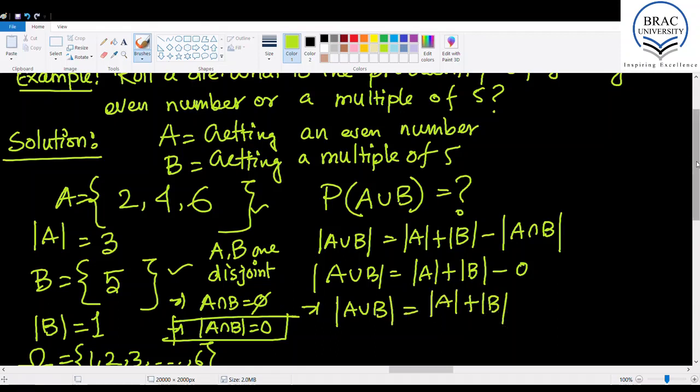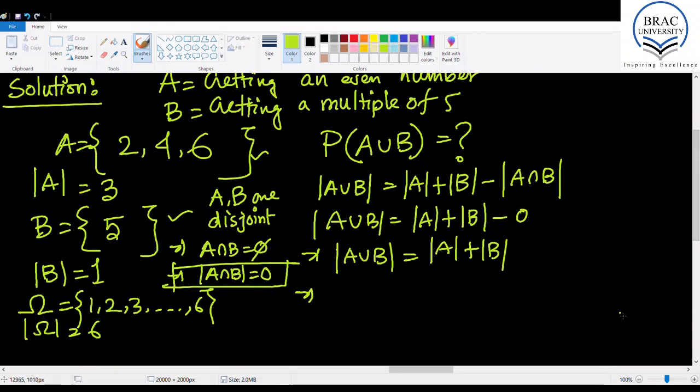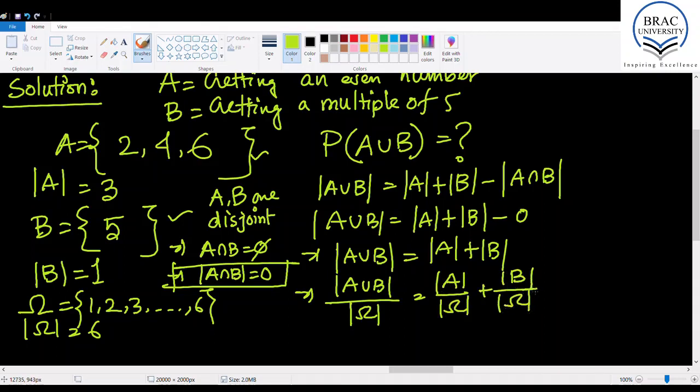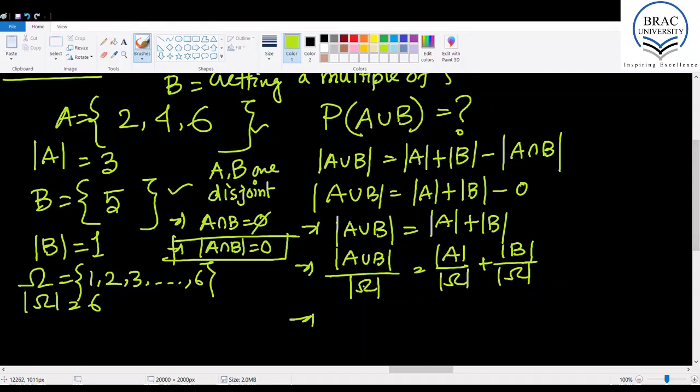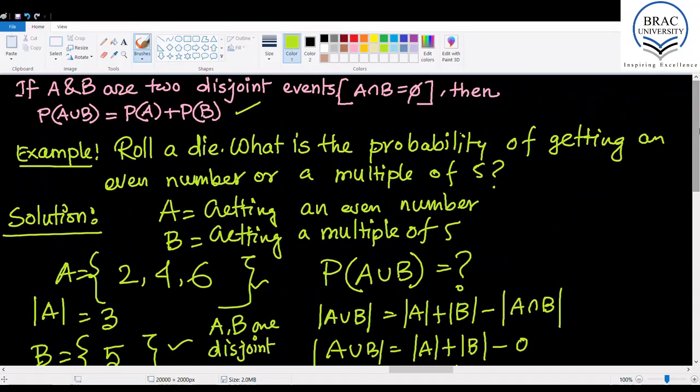and now we are going to divide this equation by the number of elements of the sample space. Why are we doing this? Because we need to convert this formula into a probability formula. Okay, so by the definition we can say that it's probability of A union B, either A or B, and it's probability of A plus probability of B. Yeah, we have reached our conclusion that this axiom is true, right?